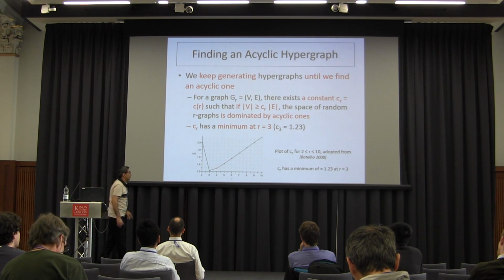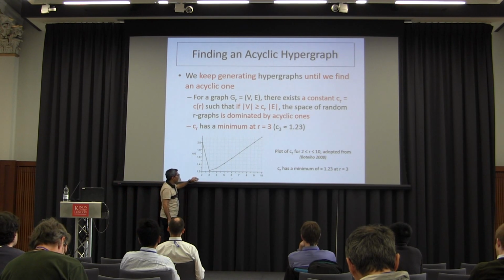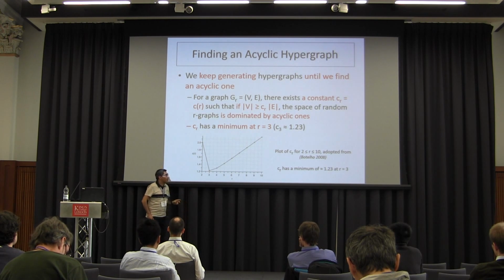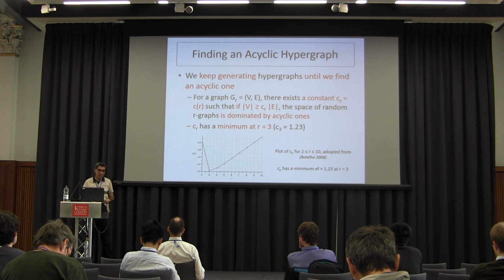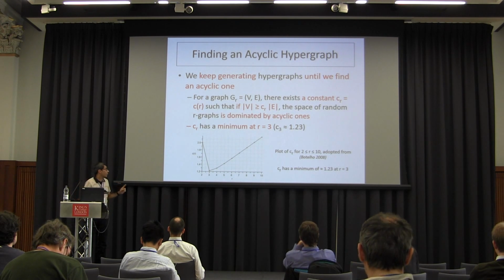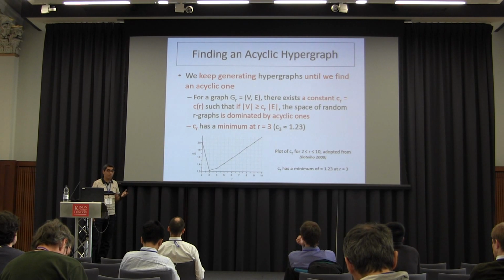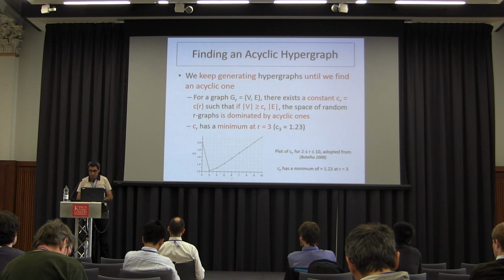The important point here is that we have a minimum at r equal to 3, which is almost 1.23. This means that we are going to find the minimum size hypergraph, which is equivalent to finding a minimum size lookup table when we are using a three-partite hypergraph, which means we are using 3 hash functions. So that's the reason that 3 hash functions are so important here.